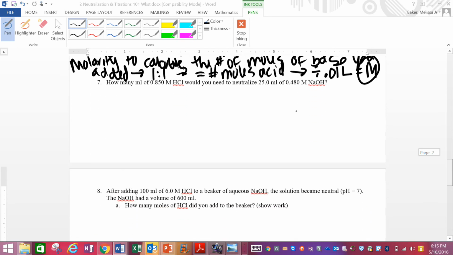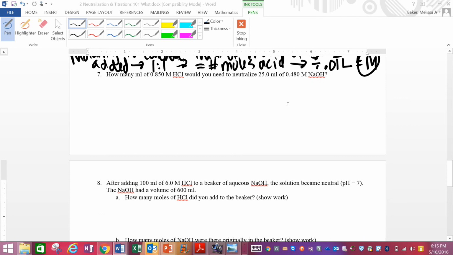All right. Number 7 is a titration question. So we're going to follow all the steps. How do I know that? I see an acid being added to a base, and I see the word neutralize. So step 1, write out the reaction. HCl plus NaOH makes NaCl plus H2O. Write what you know underneath each.